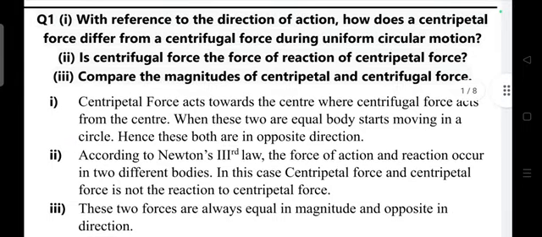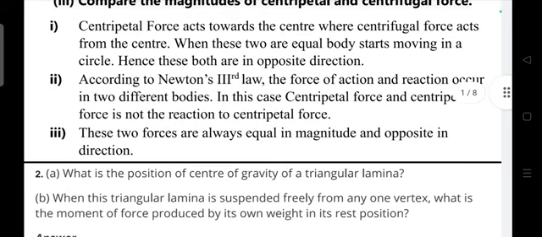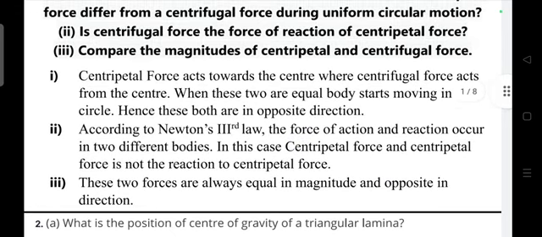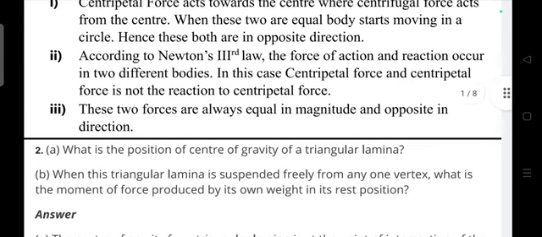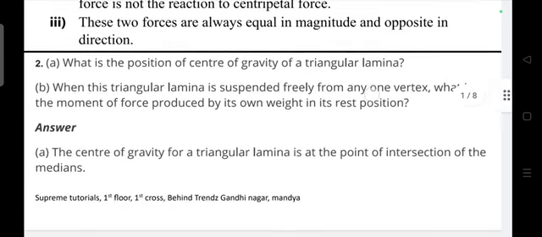Then the second question: is centrifugal force the force of reaction of centripetal force? According to Newton's third law, the force of action and the reaction occur in two different bodies. In this case, centrifugal force is not the reaction to centripetal force. Next question, compare the magnitudes of centripetal and centrifugal force. These two forces are always equal in magnitude and opposite in direction.